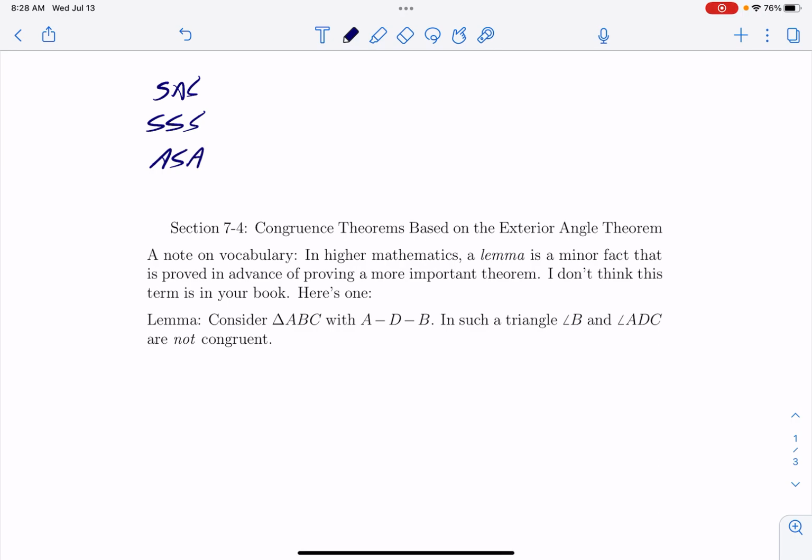Those are all postulates. We'll actually have a few theorems in this section, things we can prove, that tell us other situations when we know triangles will be congruent. But we're going to start with something called a lemma.